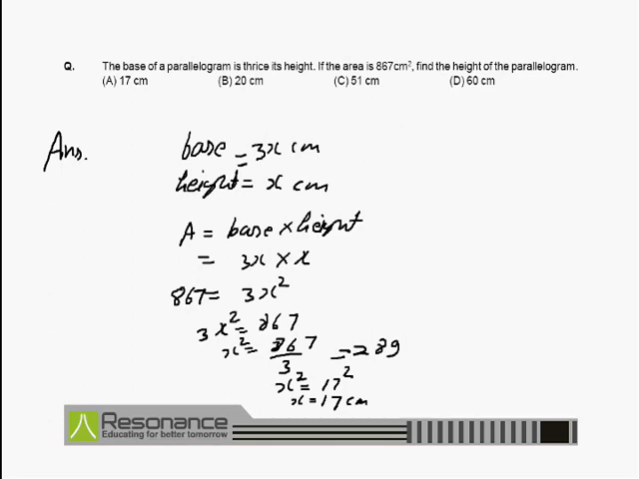As we assumed that the height of the parallelogram is x, that is equal to 17 centimeter. So according to the options, the height of the parallelogram should be 17 centimeters. So option A is correct. Now we move to the next question.